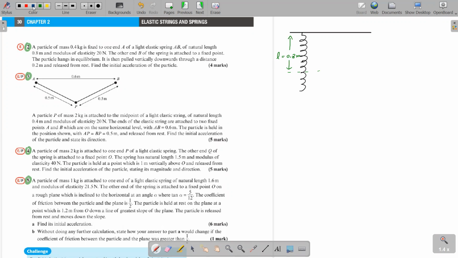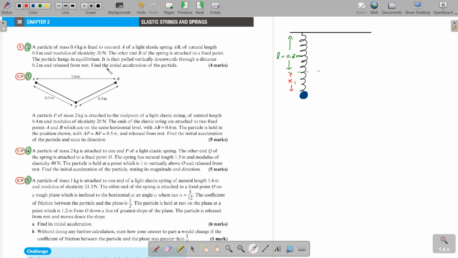Okay, and then due to the weight of the particle, you can see it has displaced the spring a little bit below its natural length. Do you see? So I will say it is x1. This is the extension x1. This is the displacement, the amount it has displaced under the particle's weight. All right, are you with me?